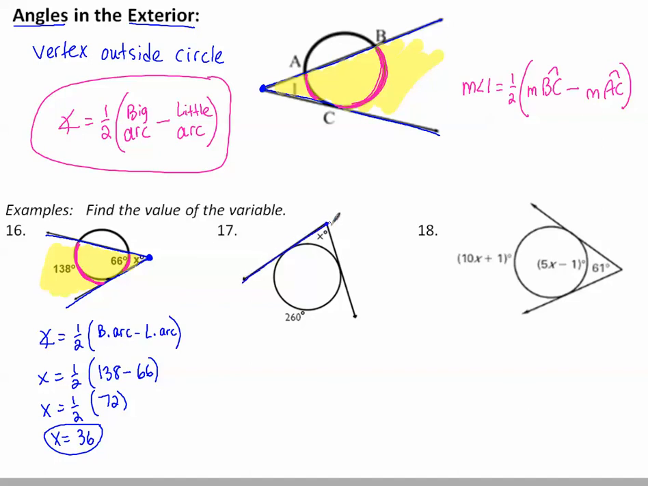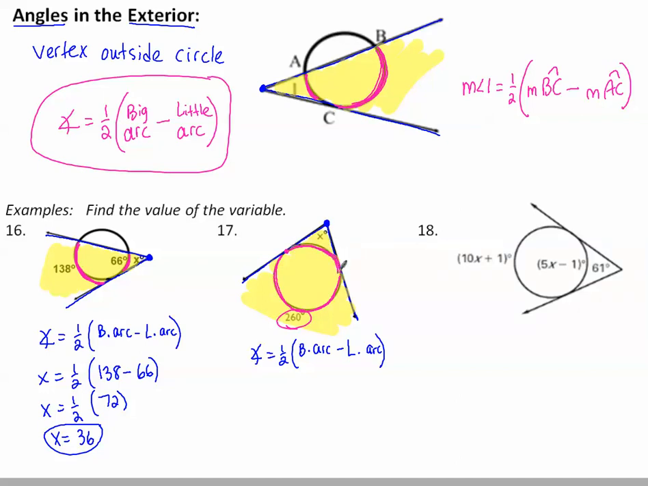Another one, 17. Sides of the angle, here's the vertex outside the circle. So angle equals half of big arc minus little arc. What are the two arcs? Let's shine our flashlight. Got a lot to shine here. Okay. I see one arc. This says 260 degrees. That's what this says, 260 degrees. Here's the little arc. That doesn't say anything.